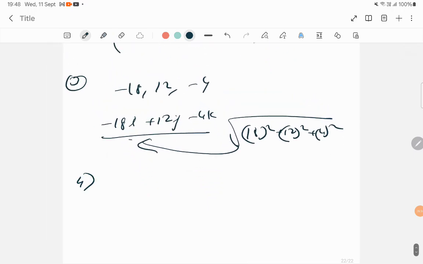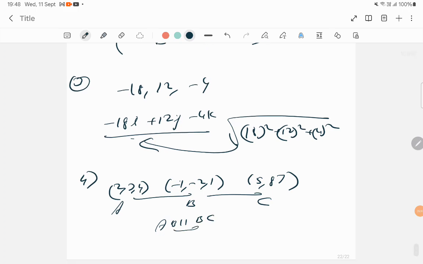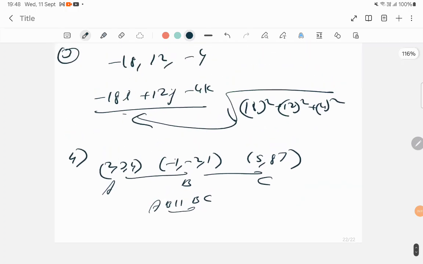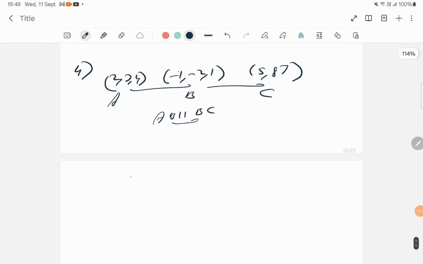Show that the points 2, 3, 4, minus 1, minus 2, 1 and 5, 8, 7 are collinear. Which means this and this are parallel. You just prove A, B, C: if AB is parallel to BC and B is a common point, it will be collinear. So let's find the AB vector. What is the AB vector? It's x2 minus x1, y2 minus y1. Minus 3i, minus 5j, minus 3k is the AB vector.